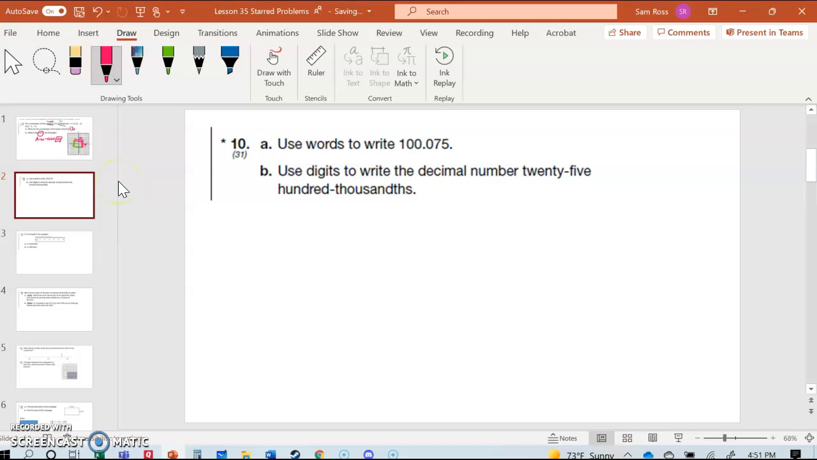All right, use words to write. So this is 100. My decimal point is "and." This is 75. And it is in the tenths, hundredths, thousandths place.